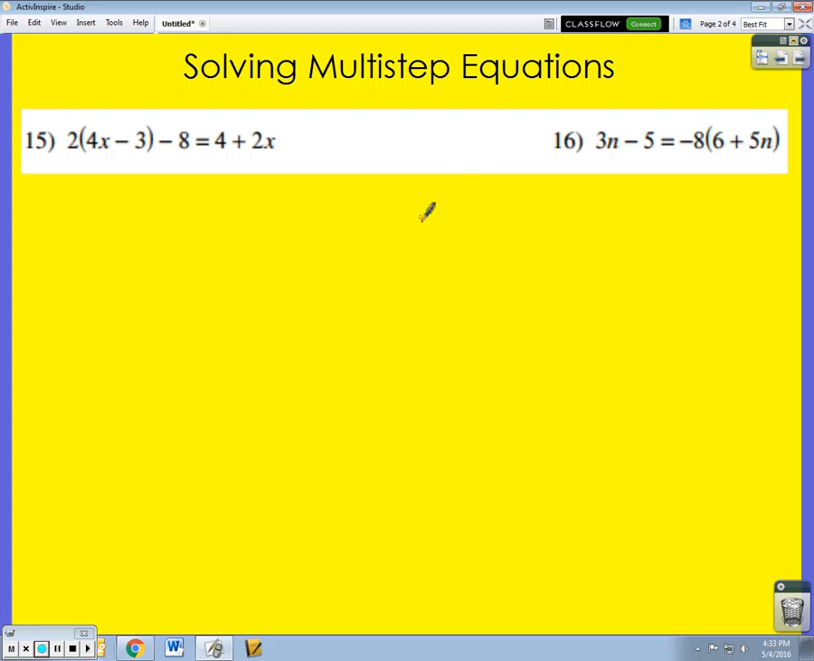All right, let's try to solve this one. We have 3n minus 5 is equal to -8 times 6 plus 5n.